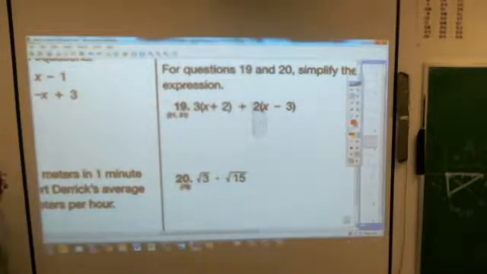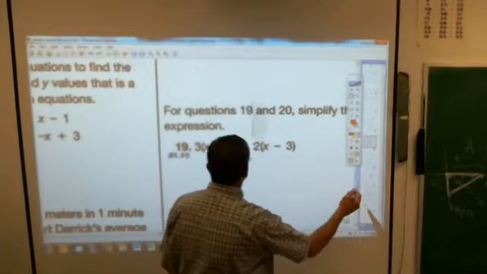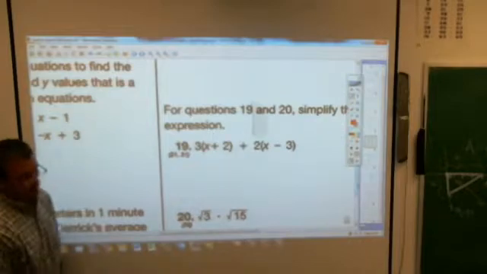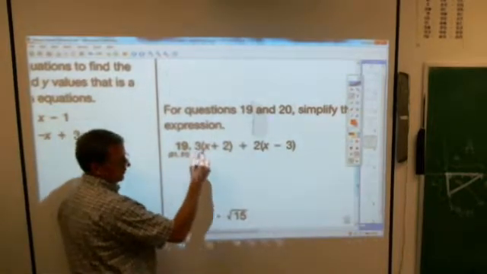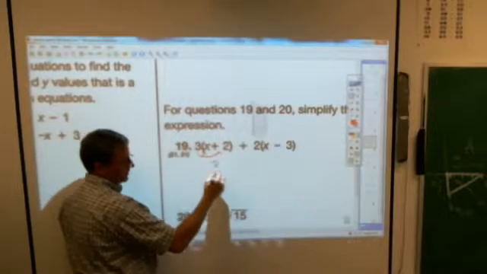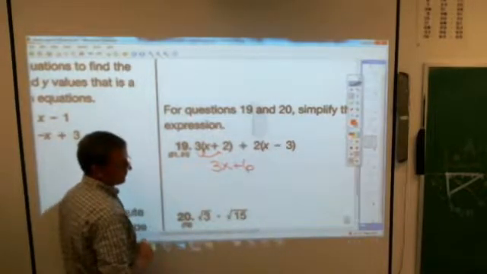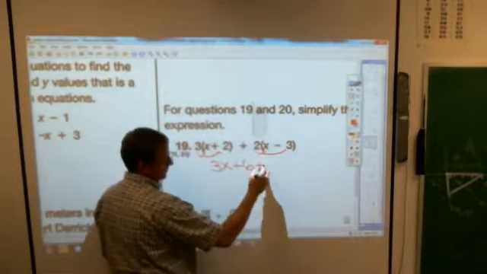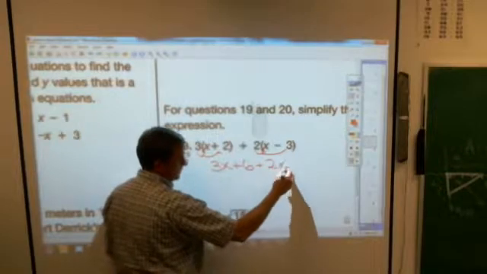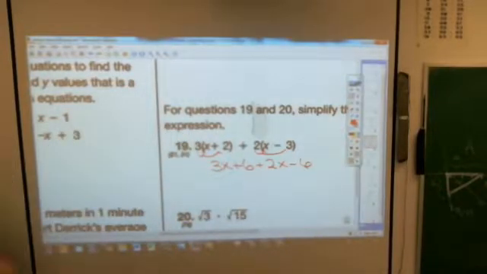Simplifying that expression, Brant, what do you suppose you have to do? What property are we going to start off with here? You need to get rid of these parentheses. So you're going to take the 3 and multiply it by both of those. So you end up with 3x plus 6, correct? Then you're going to take the 2 and multiply by both of those, so you're going to get plus 2x minus 6. Stop me there if that didn't make sense.